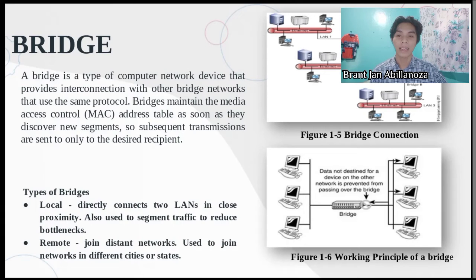Bridges maintain the MAC address table as soon as they discover a new segment. So subsequent transmissions are sent only to the desired recipient. It will only send to whoever you want to send it to. The principal function of a network bridge is to forward data based on the MAC address of the sending and receiving devices. Because of this, it helps eliminate what are called collision domains.